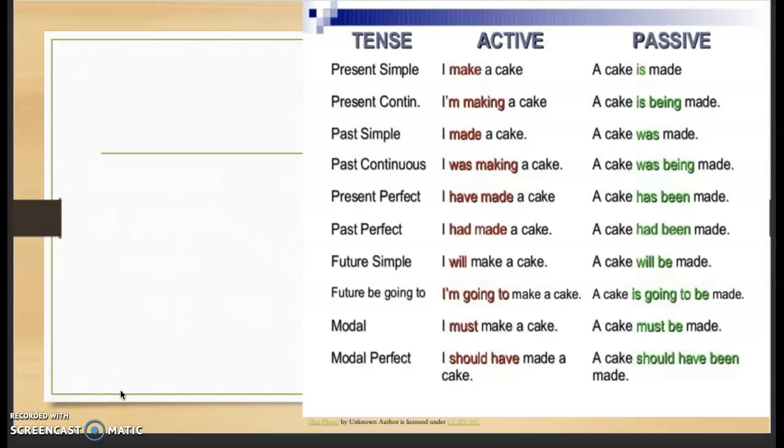Today we will be going over the 4 tenses that are present simple, present continuous, past simple, and past continuous. For active, we have: I make a cake, I'm making a cake, I made a cake, I was making a cake. While for a passive voice, it is: a cake is made, a cake is being made, a cake was made, a cake was being made. As you can see, the differences that occur with all 4 of these tenses.